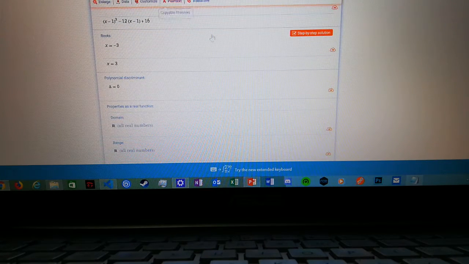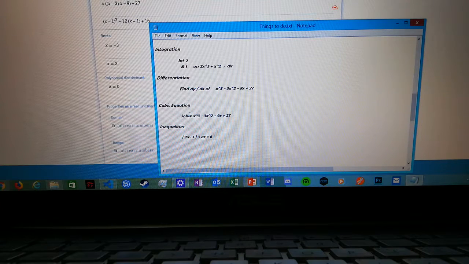Now that we have finished our differentiation as well as our cubic equation, let's move on to the last part, where we're looking at the inequalities, which is absolute 2x minus 3 less than or equal to 6. Now when the absolute value of 2x minus 3 is less than or equal to 6, it is within that range of negative 6 to 6. So it is split up to more than or equal to negative 6 as well, which you can see right here.